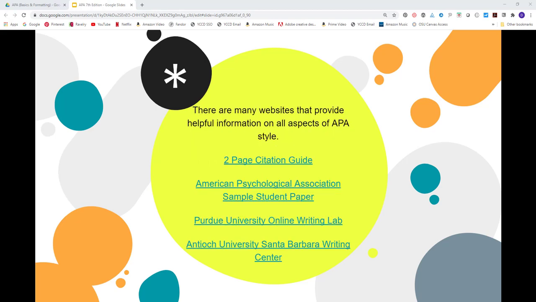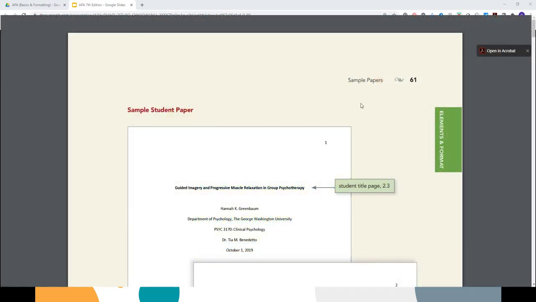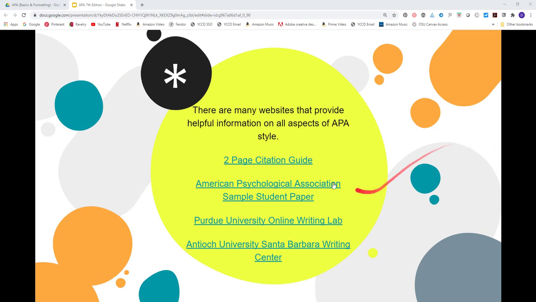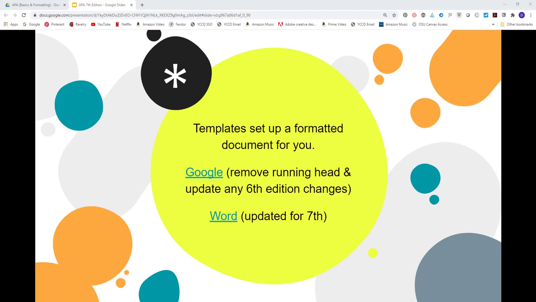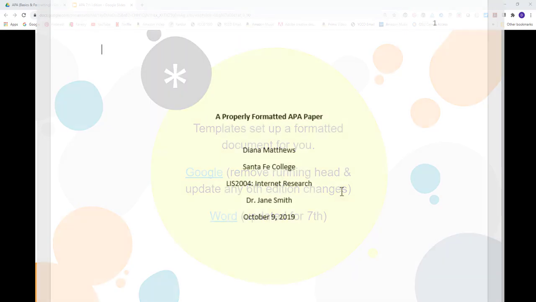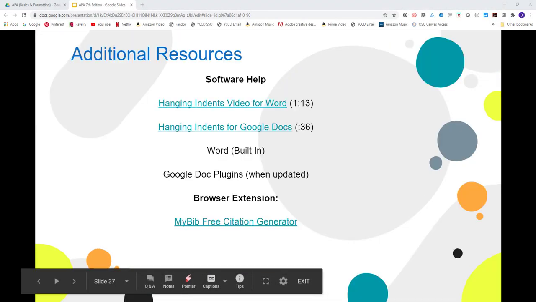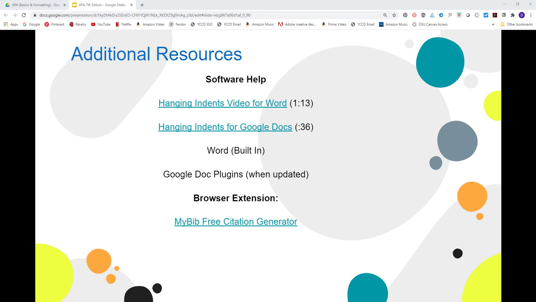There are numerous websites that provide helpful reminders, explanations, and examples of APA style. We have provided a link to a 2-page citation guide that pairs well with our checklist. You can find templates that do much of the formatting checklist for you and provide citation examples. We will link these in the resource section of the Canvas page for this workshop. You can find videos on YouTube to help you, such as how to create hanging indents on your reference page. Word and Google Docs have features that can help you too. There are also browser extensions that you may find helpful, such as MyBib.